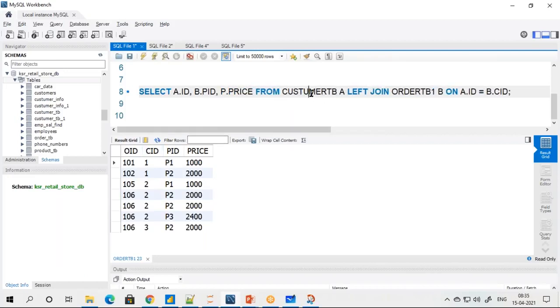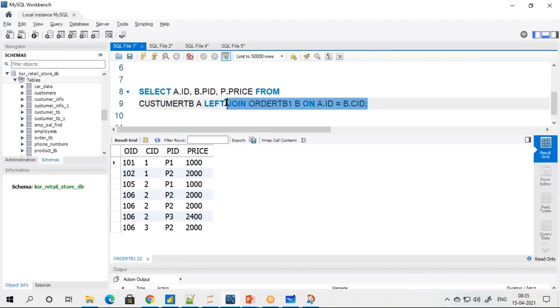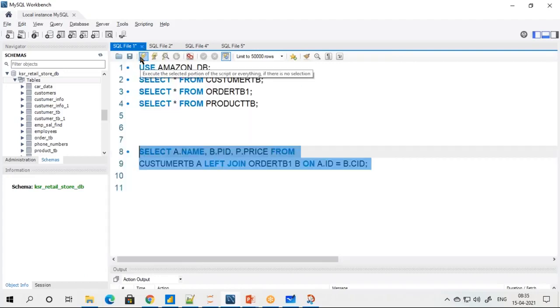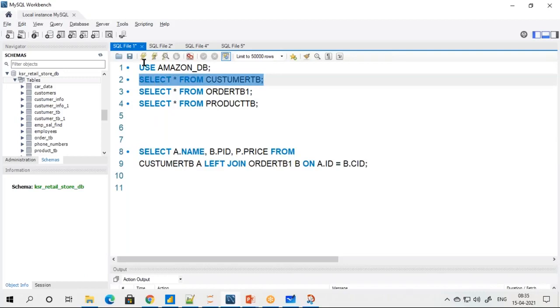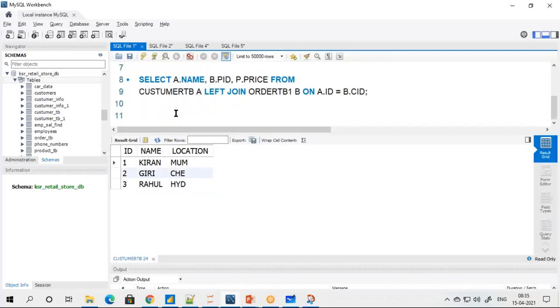Okay, so don't you think I've applied left join? Customer A, customer B, I've applied left join. Now maybe instead of ID, I will give name. I want to see their names, who purchased it. One minute, what is the error? A dot name, B dot ID. Sorry, this is not P, this is B.